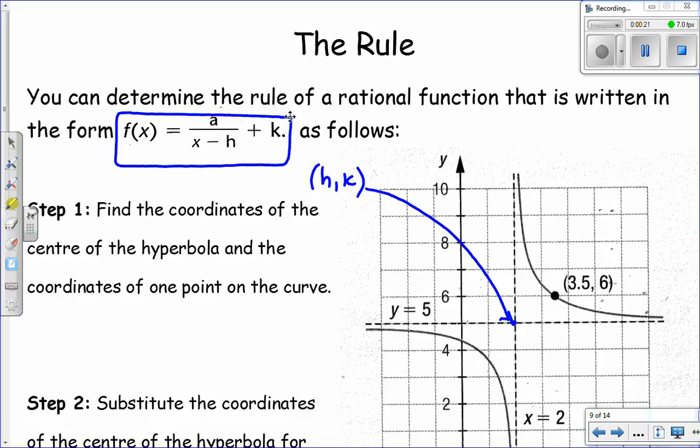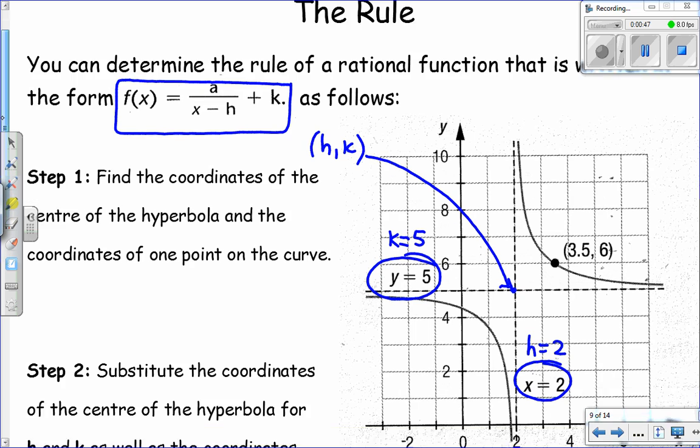Okay, so if you look at this, you see that here you have the equation of the vertical asymptote, x is equal to 2. So that means your h is equal to 2. And here you have your horizontal asymptote, so that's your k, that's equal to 5. Okay, so already you can plug in these two.